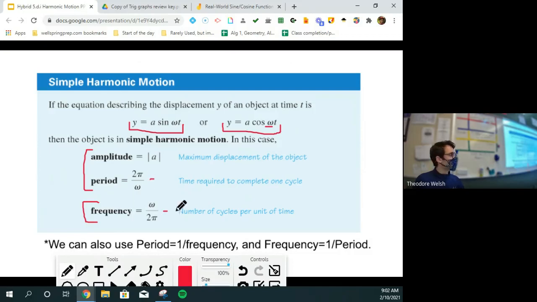So since period and frequency are just the reciprocals of each other, another way we can find the period if we have frequency, or vice versa, is just taking 1 over the other. If I have the frequency, I can find the period by taking 1 over that frequency. Or if I have the period, I can do 1 divided by it to get the frequency. So that's how we work with those between each other.